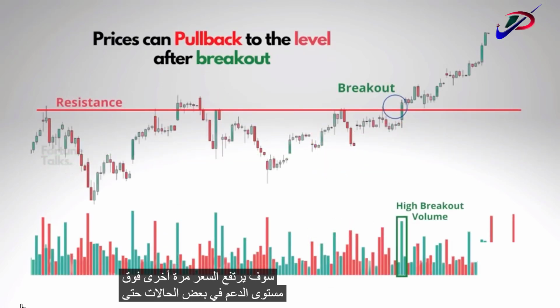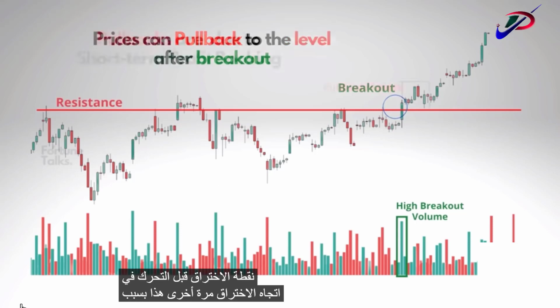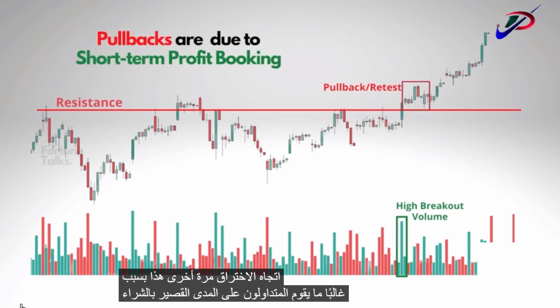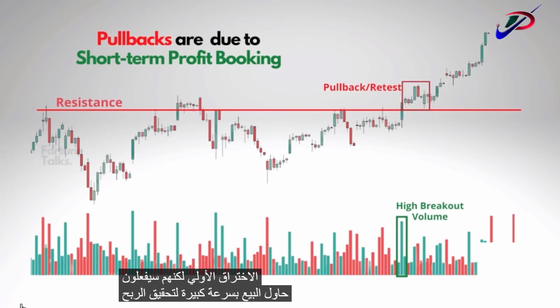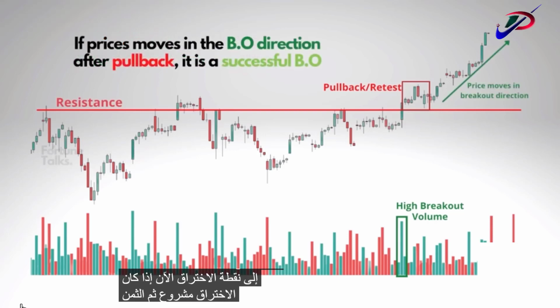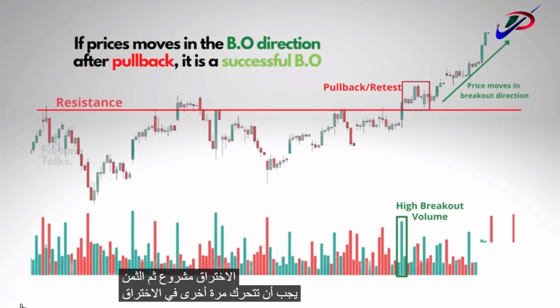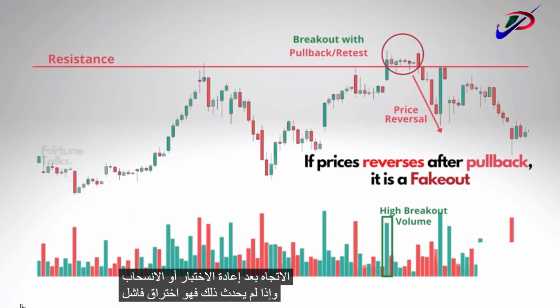In some instances, even after a high volume breakout, the price will often retrace or pull back to the breakout point before moving in the breakout direction again. This is because the short-term traders will often buy the initial breakout, but they will attempt to sell quite quickly for profit. This selling by the short-term traders will temporarily drive the prices back to the breakout point. Now, if the breakout is legitimate, then the price should move back in the breakout direction after the retest or pullback. And if it does not, it is a failed breakout, and the prices would reverse.